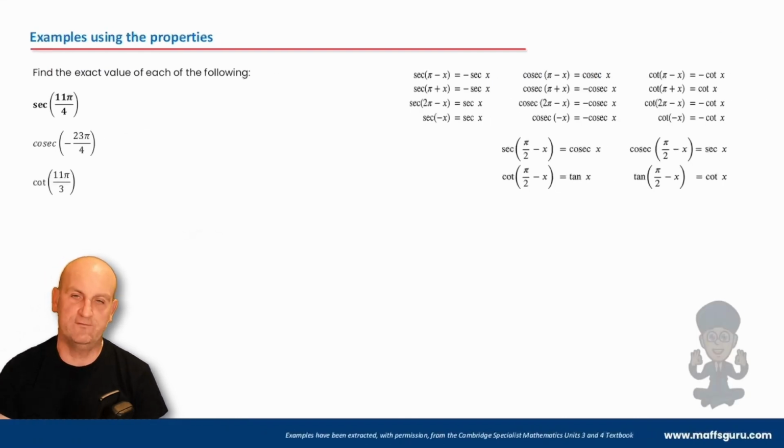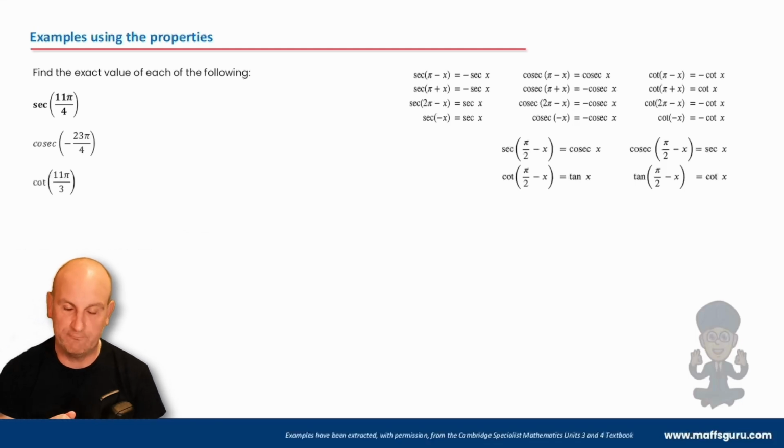So find the exact value of the following. Now, when we get to 11 pi on 4 or minus 23 pi on 4, 11 pi on 3, I start thinking in terms of, well, okay, can I turn that into a much better angle that falls between 0 and 2 pi?